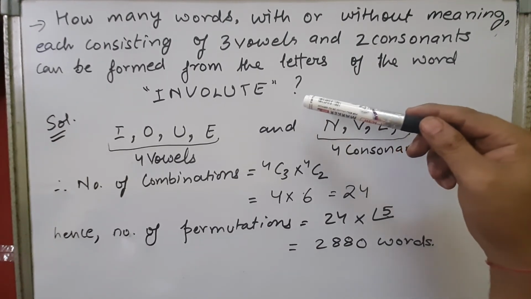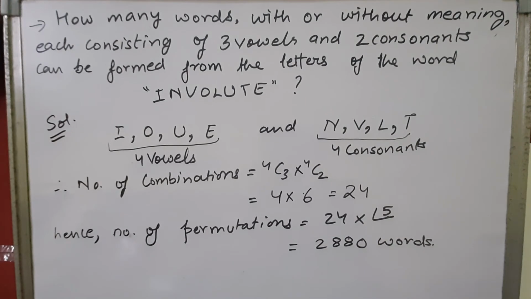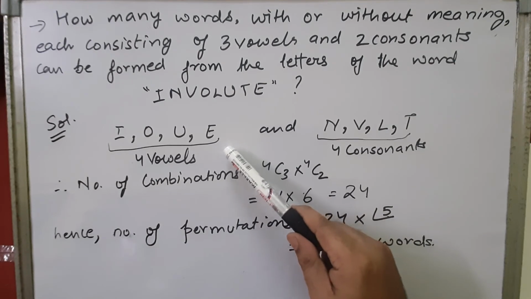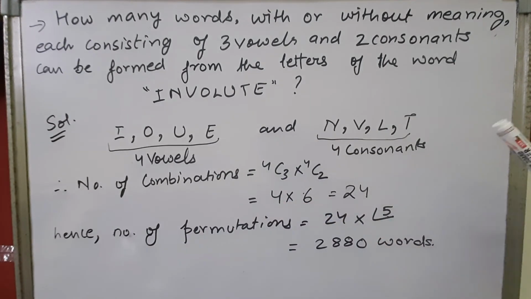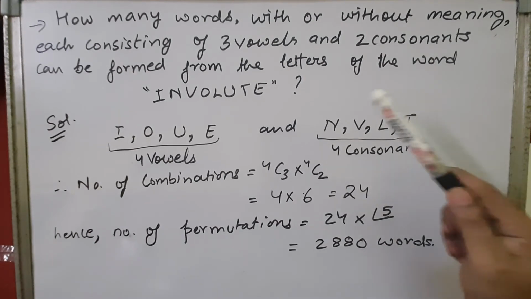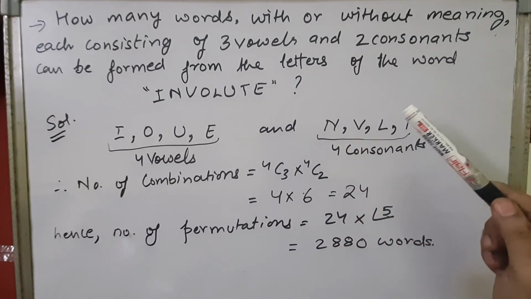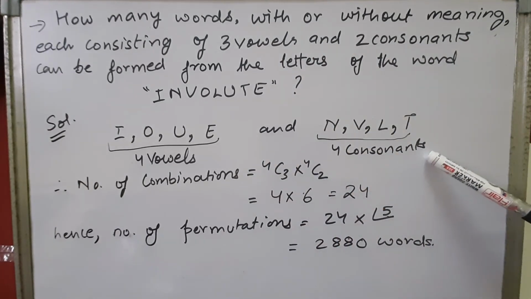Right. Now if we separate the vowels and the consonants from the given word, the vowels will be I, O, U and E. 4 vowels we will obtain. And the consonants will be N, V, L, T. 4 consonants we will obtain. Now we have to select 3 vowels and 2 consonants. So we have 4 vowels and 4 consonants.